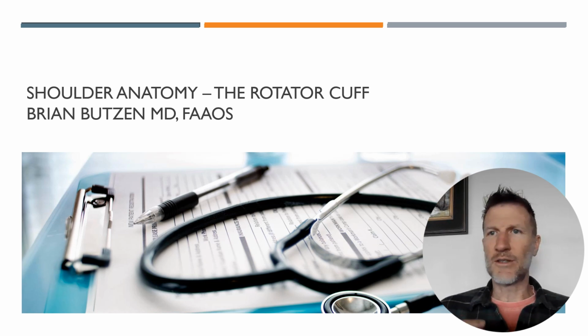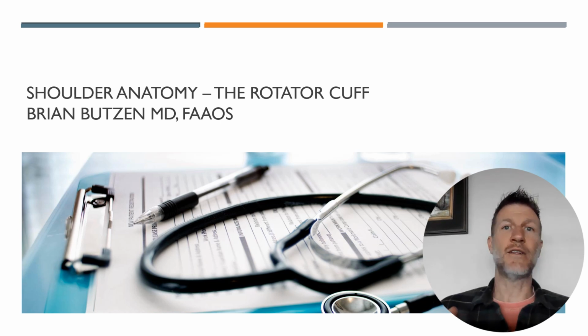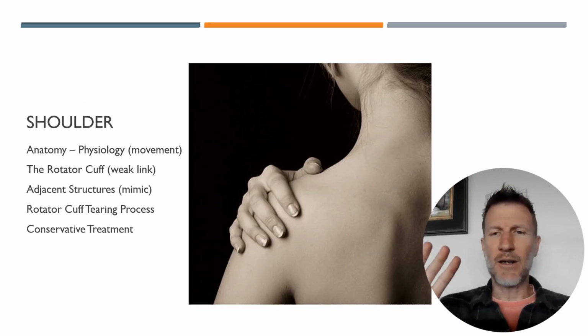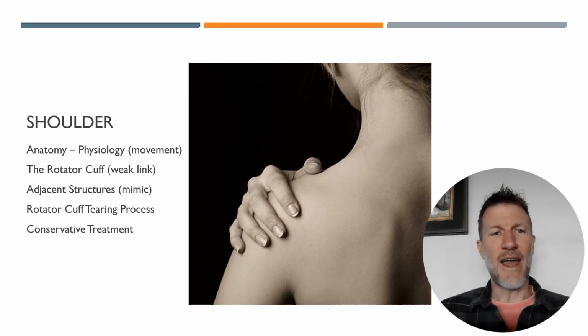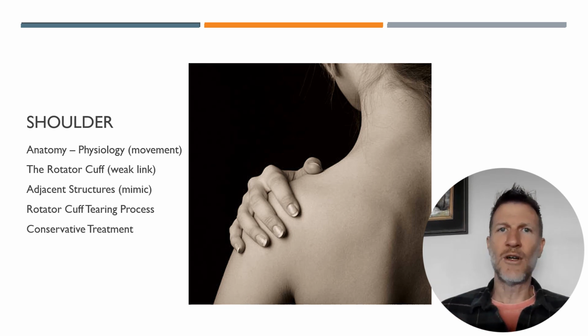And so let's go through this so you understand what is going on in there, what tends to go wrong with these types of injuries, and what we can do about that. So today we're going to start by talking about the anatomy of the shoulder as well as the physiology. And the physiology just is, how does the anatomy move? What are the biomechanics? How does that all work?